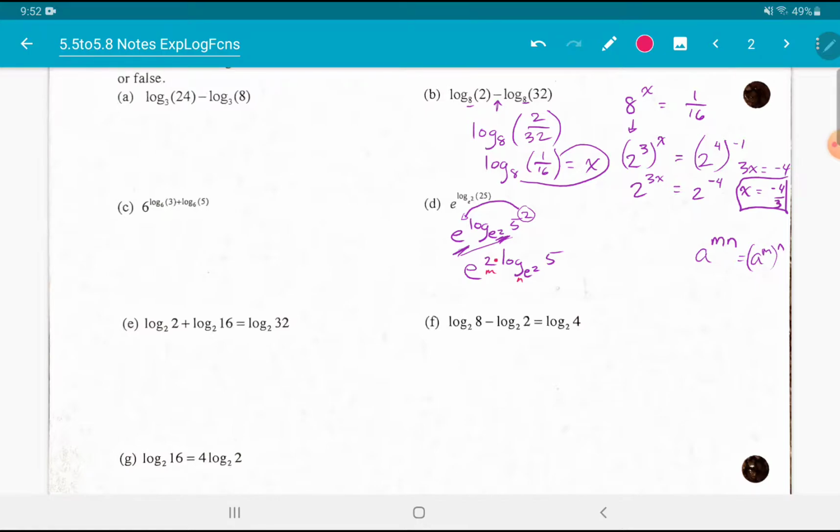Okay, so what we can rewrite this as is e squared to the power of log base e squared of 5. And just like we've seen with properties of logs and exponents, they are inverses of each other. Now e squared and log base e squared can cancel out, and now we're just left with 5.